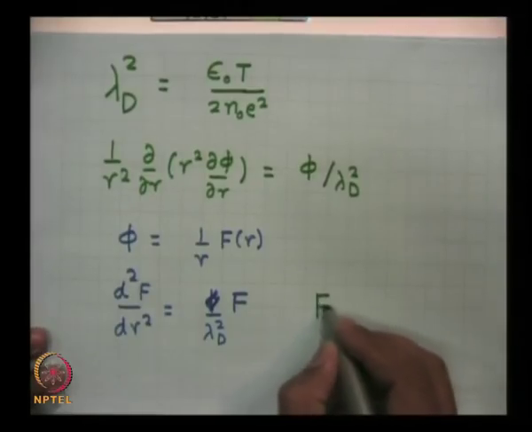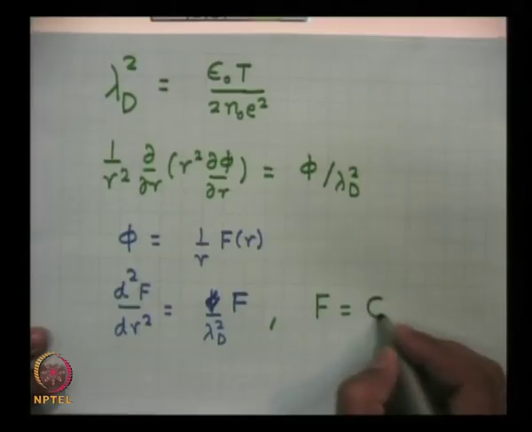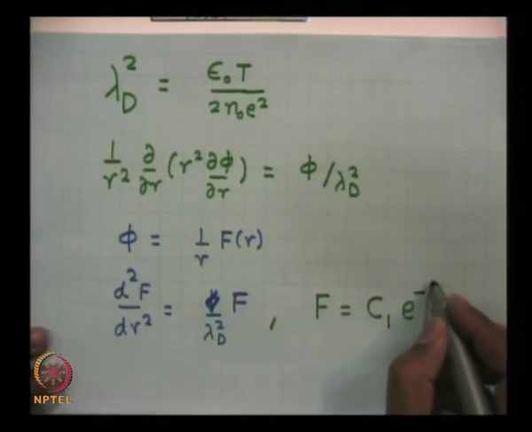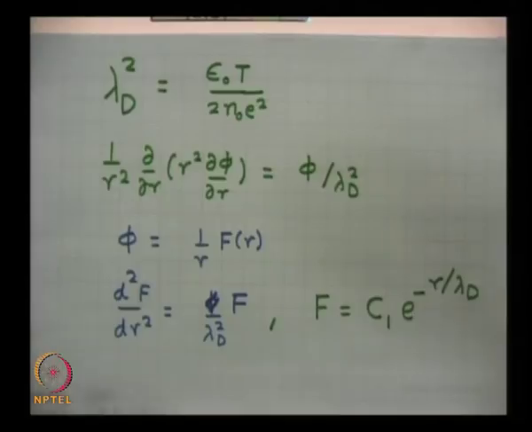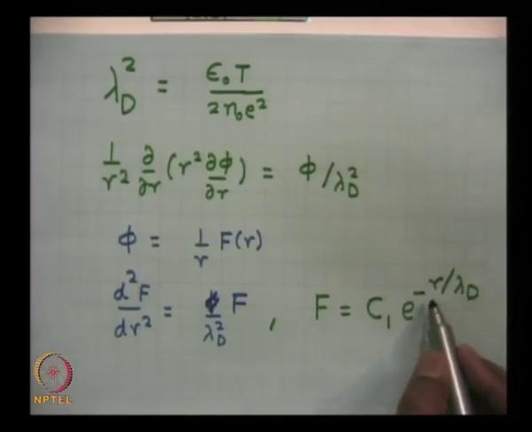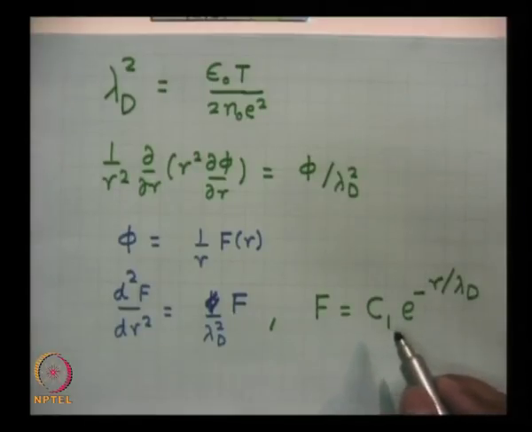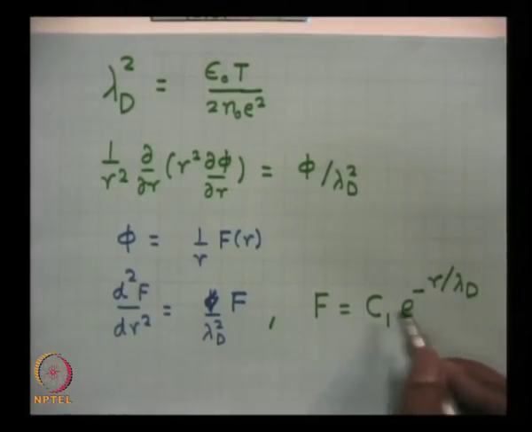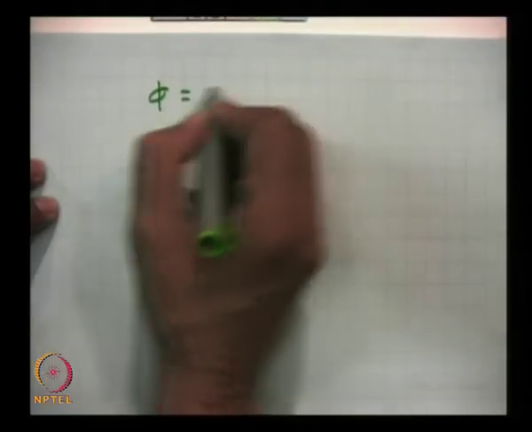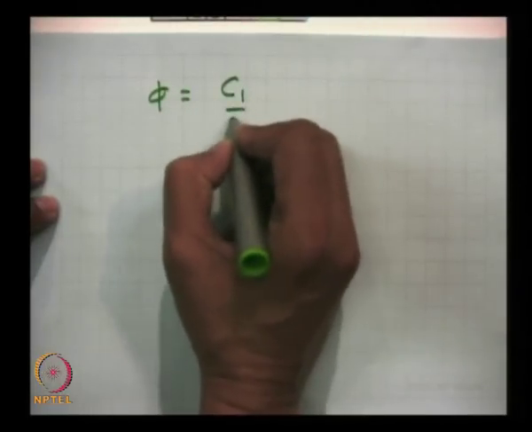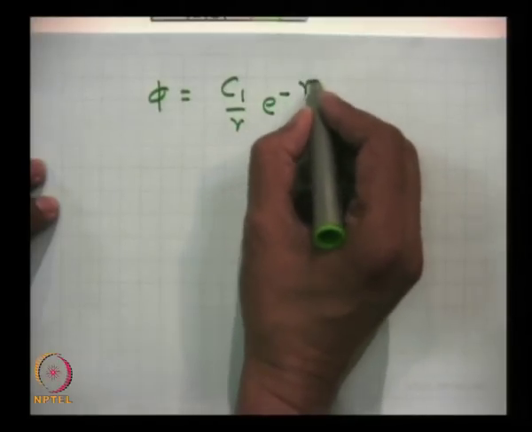So, the solution is f is equal to some constant c 1 exponential of minus r upon lambda d. This is a simple expression, and I have used a physical argument that the potential must decrease as you move away from the charge. So, I have not considered plus r by lambda d, otherwise there is another solution possible with plus r by lambda d. Now, if I put this f in phi, my potential becomes phi is equal to c 1 upon r exponential minus r upon lambda d.